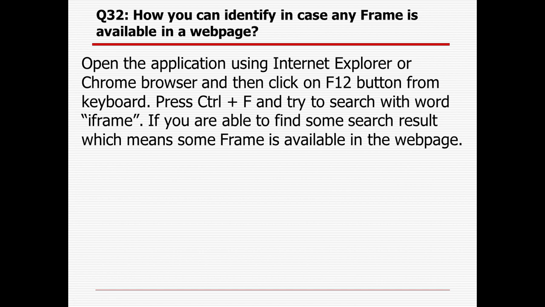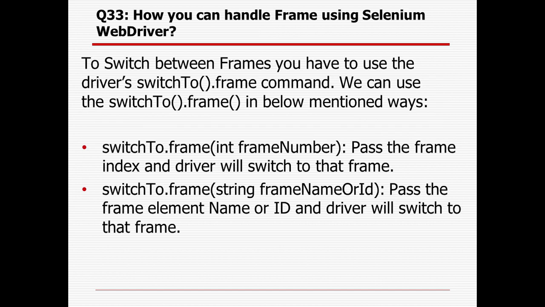How can we identify whether any frame is available in the web page? First, you need to open the application using IE, Chrome or Firefox. You need to press the F12 button from the keyboard. Then press Ctrl+F to search with the word iframe. If any frame is available, you can find it. In case no frame is available, no result will be displayed. So that's how you can check whether a frame is available in any web page.